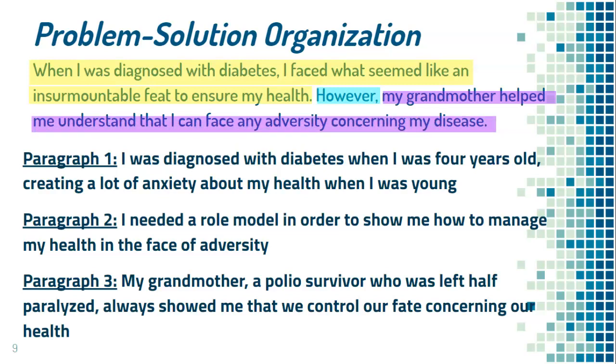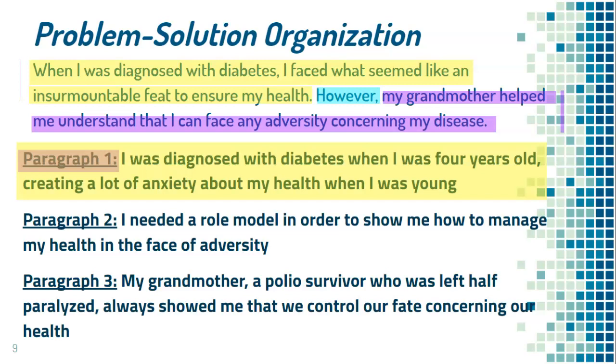So notice how the problem is listed here in yellow. And then I use a transition to identify what the solution would be. So I felt overwhelmed by my health problems. My grandmother helped me address that. So what does that look like? The first paragraph would be, I was diagnosed with diabetes when I was 4 years old, creating a lot of anxiety about my health when I was young. Actually, I should probably have made that yellow. This is the problem. All right, so I have an entire paragraph about the problem.